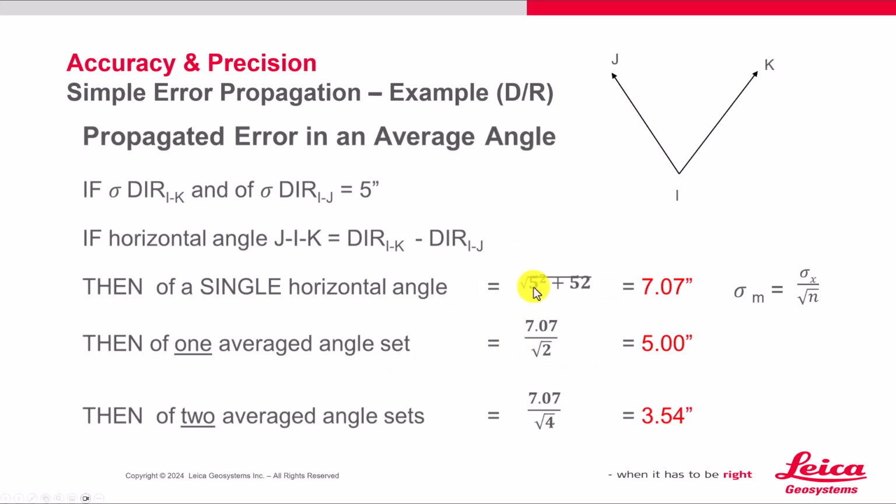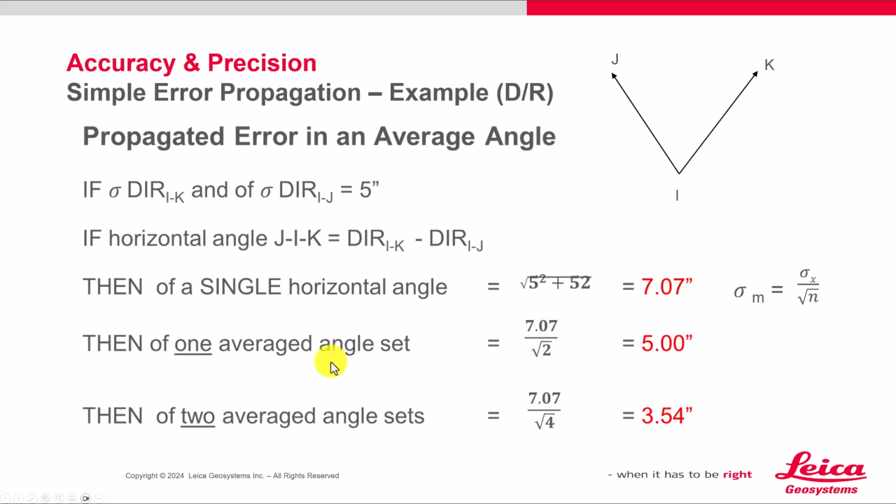So here's the surveyor's example. If we read direct readings from I to j and I to k, and we have a 5-second total station, the horizontal angle would be, of course, I to k minus I to j, which gives you that angle. And we have a 5-second measurement at the backsight and the foresight. So pardon the squared here: 5 squared plus 5 squared, square root, is 7.07.